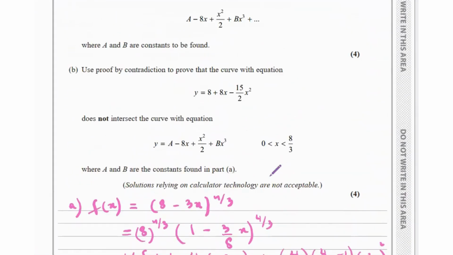Then it says use proof by contradiction to prove that the curve with equation y equals 8 plus 8x minus 15 over 2x squared does not intersect the curve with equation y equals a minus 8x plus x squared over 2 plus bx cubed, where x is between 0 and 8 over 3, where a and b are constants to be found in part A. So we already found the values of a and b. A is 16 and b is 1 over 24.